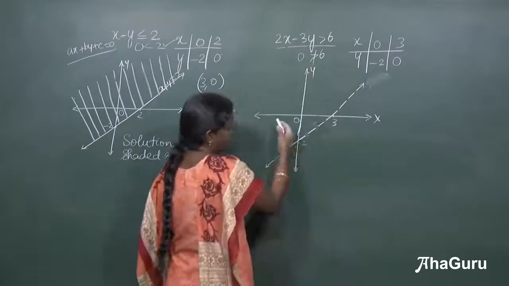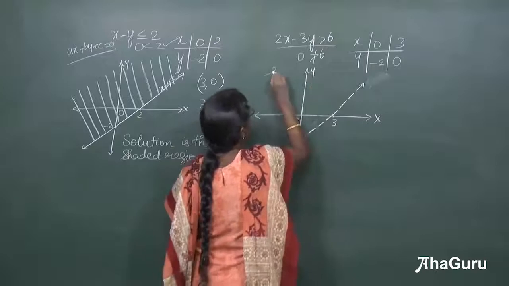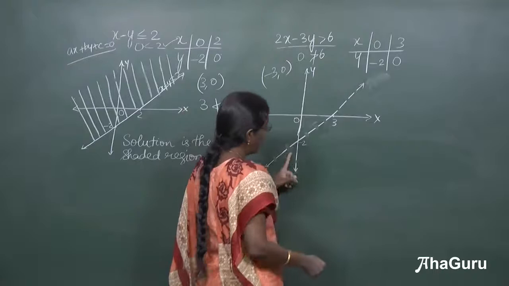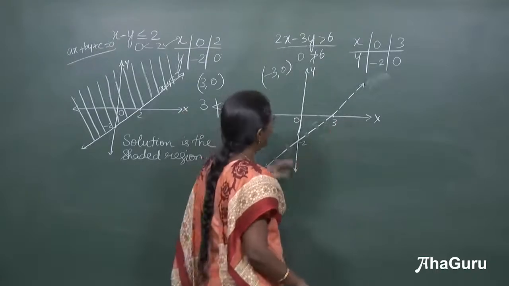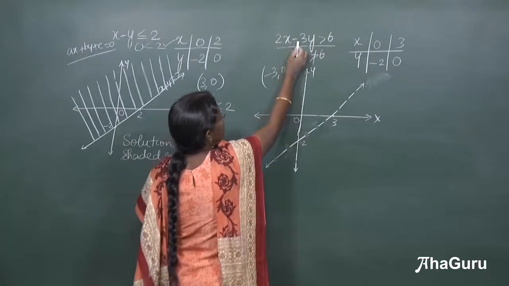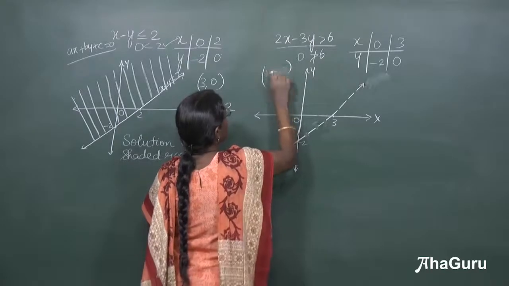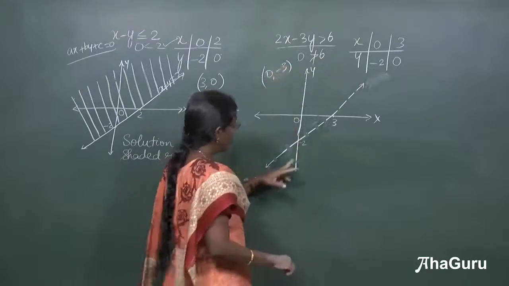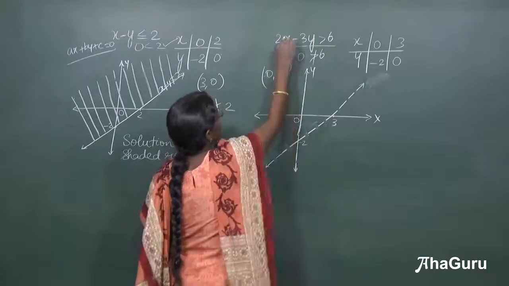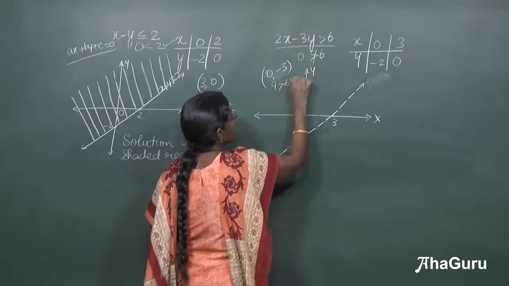Or instead of substituting the origin, you can substitute some point here also. Suppose I substitute the point minus 3 comma 0, it's on this side. I choose some point on the x-axis or y-axis because at least one coordinate is 0. Sorry, on the y-axis the point is 0 comma minus 3. So what do I get? This term will become 0, here it will become 9, which is greater than 6, which is true.